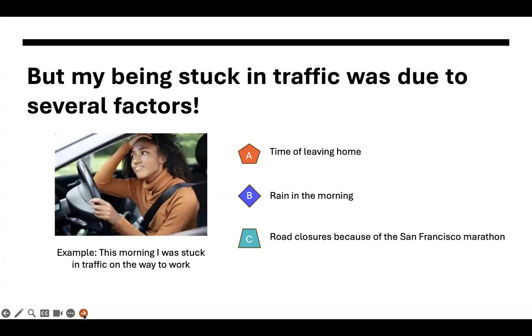But my being stuck in traffic this morning was due to several factors. It had something to do with the time of leaving home, we'll call that element A. It also had to do with the fact that it rained in the morning, element B, and there were also road closures because of the San Francisco Marathon, element C.